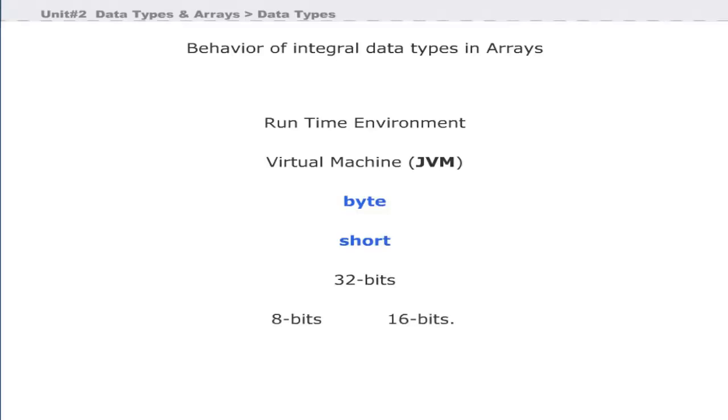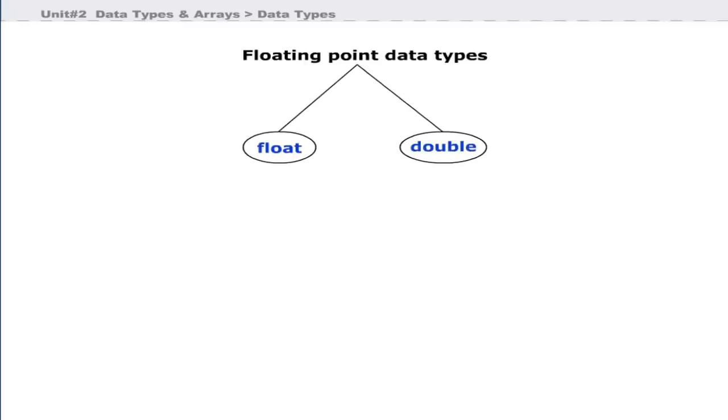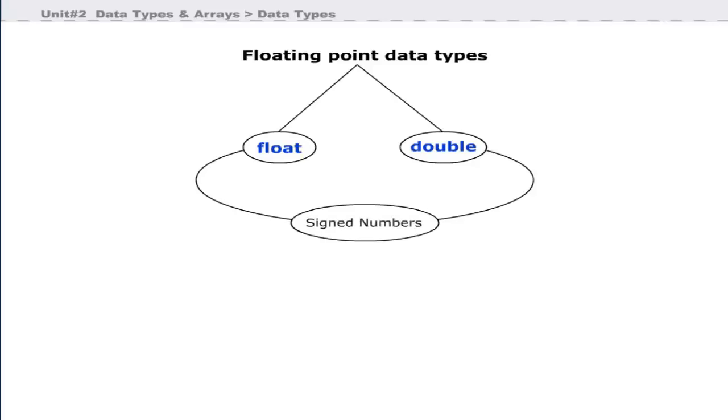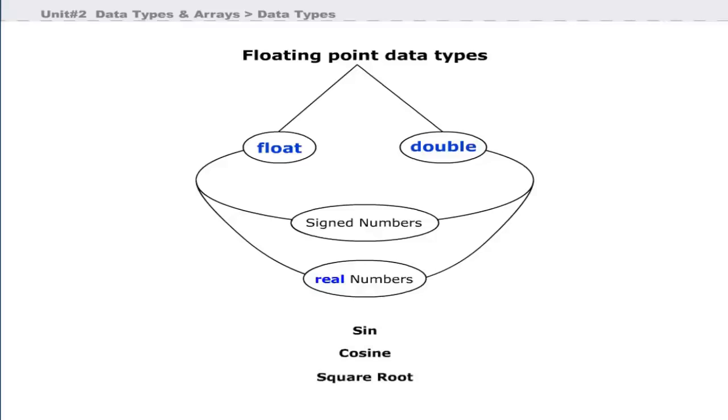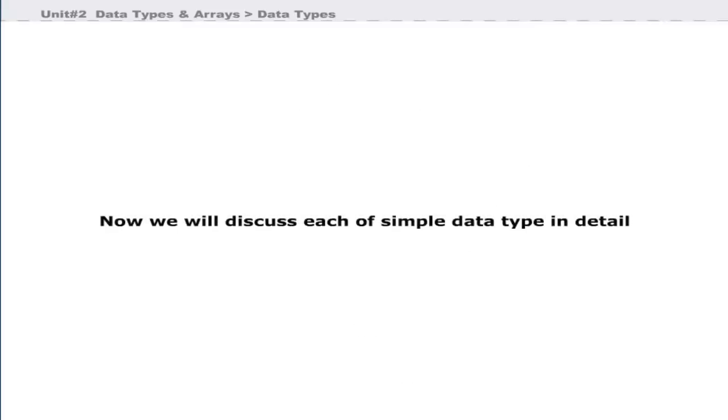Next category of data types is floating point data types. There are 2 floating point data types in Java, that is float and double. Both of these types are used to hold signed numbers with fractional part, but they differ in amount of storage. These are also known as real numbers. These are used in calculations such as scientific and mathematical functions like sine, cosine, and square root. Now we will discuss each of floating data types in detail.